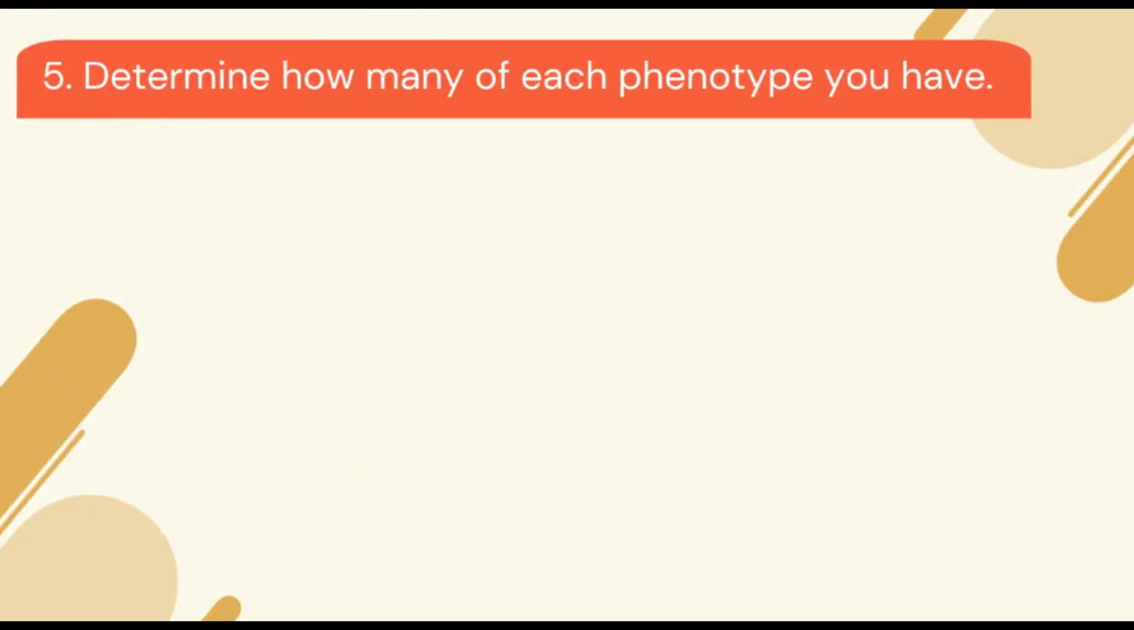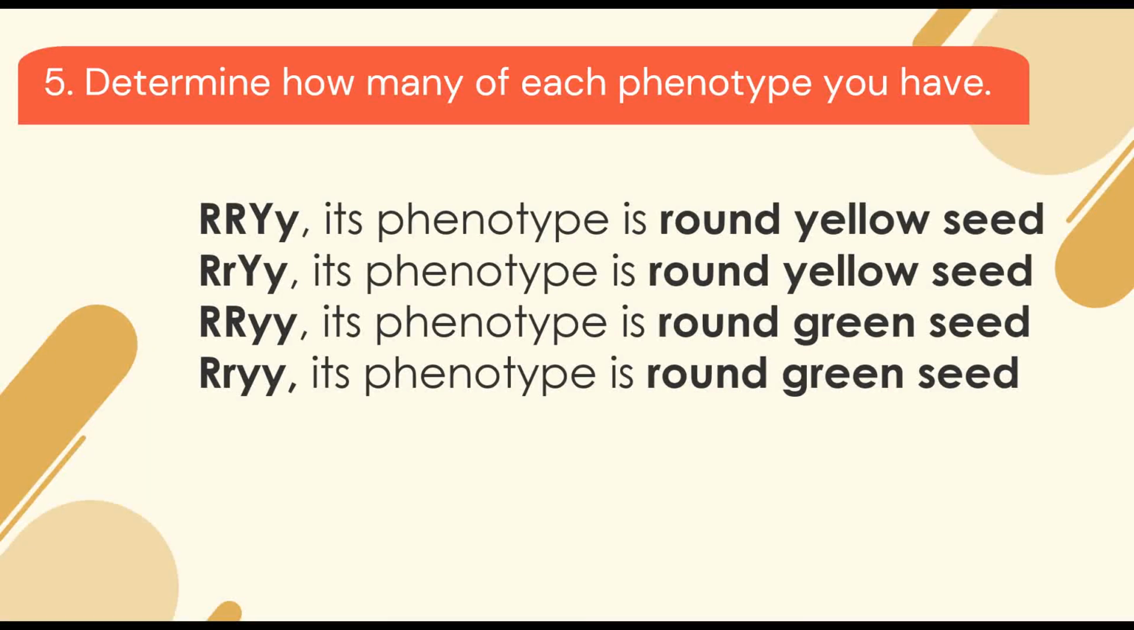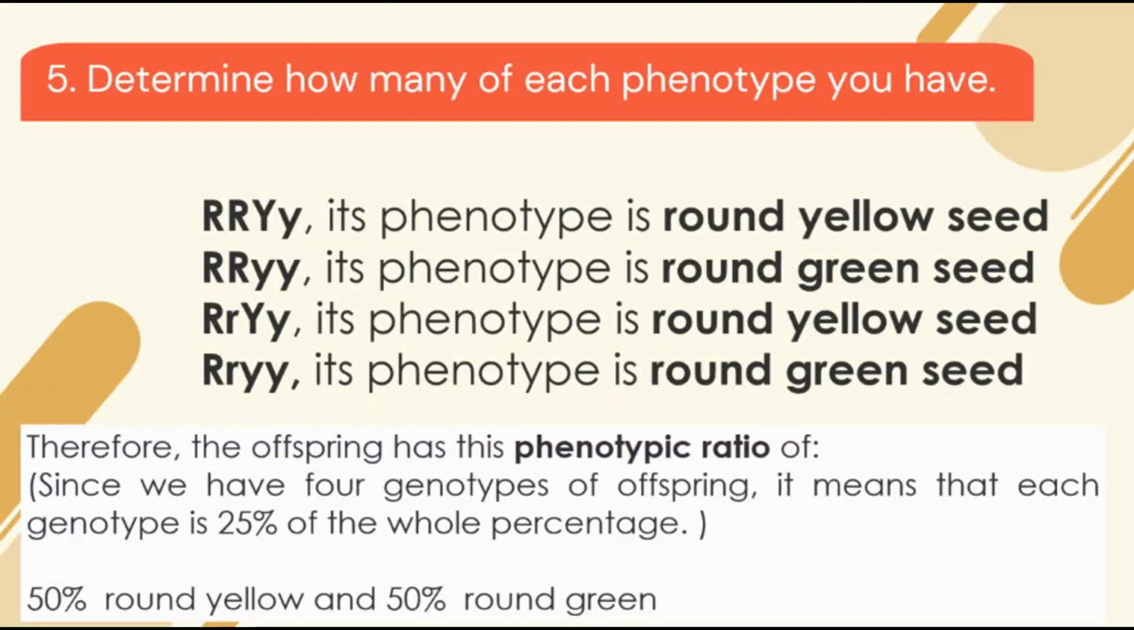Finally, we analyze the phenotypes derived from the genotypes in the Punnett square. Specifically, we observe two genotypes, capital R, capital R, capital Y, small y and capital R, small r, capital Y, small y, that correspond to round yellow seeds. Additionally, the genotypes capital R, capital R, small y, small y and capital R, small r, small y, small y correspond to round green seeds. Thus, the phenotypic ratio of the offspring from this cross is 50% round yellow and 50% round green.